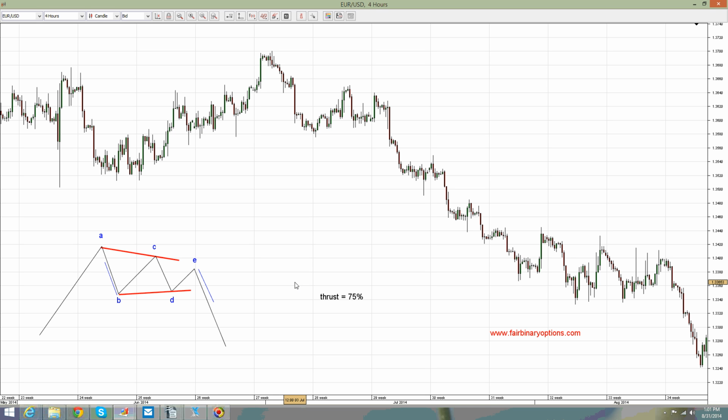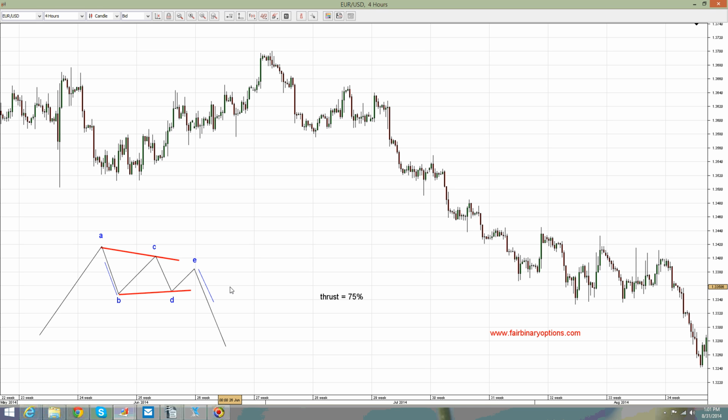That is the minimum distance price should go in order for the triangle to be confirmed. If, for example, you suspect a triangular formation and then price moves to the downside, but it doesn't meet the thrust of the triangle, the 75%, then there is no contracting triangle, as it is not confirmed by the market.